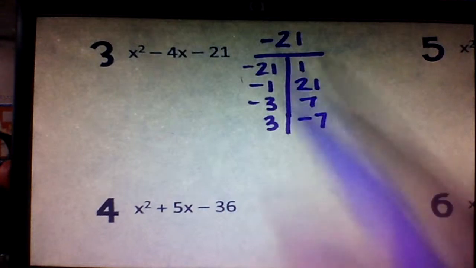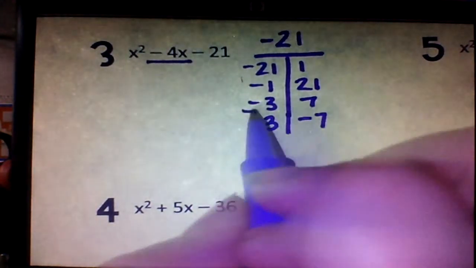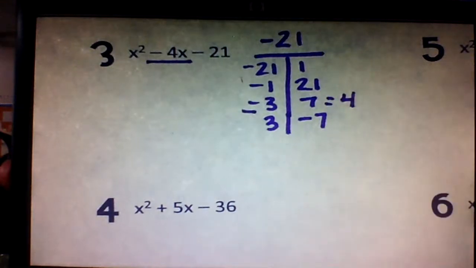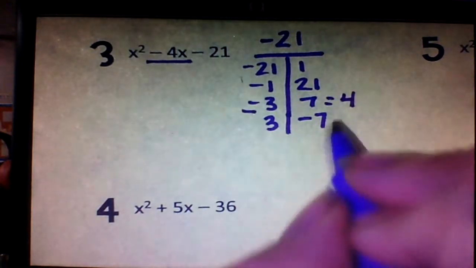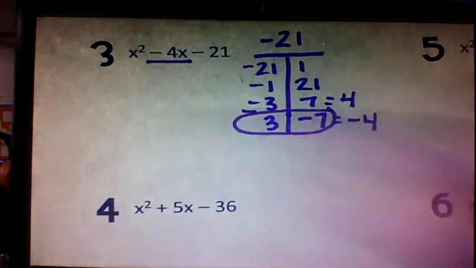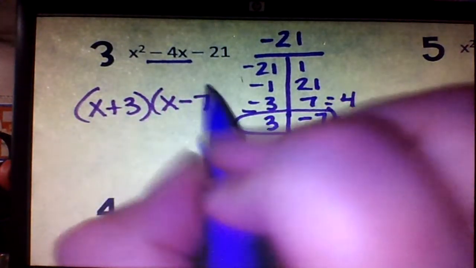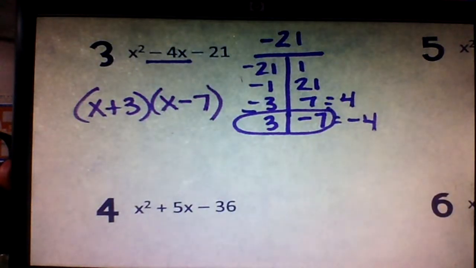I'm trying to get negative 4. Negative 3 plus 7? Careful. Negative 3 plus 7 is positive 4. Negative 7 plus 3 is negative 4. So I want these ones. So this is x plus 3 and x minus 7. It's important when your C value is negative to make sure that you have the negative with the right value. So be extra cautious.